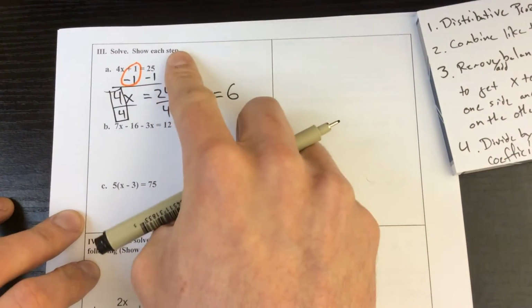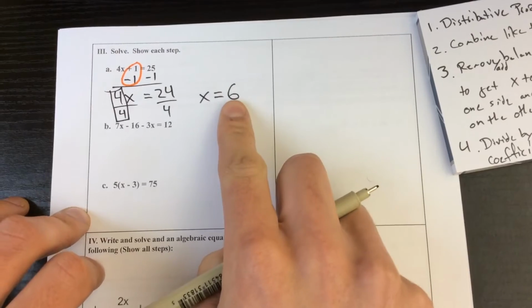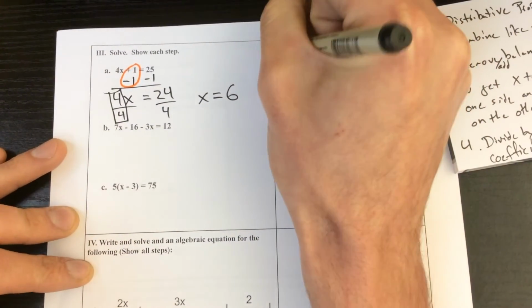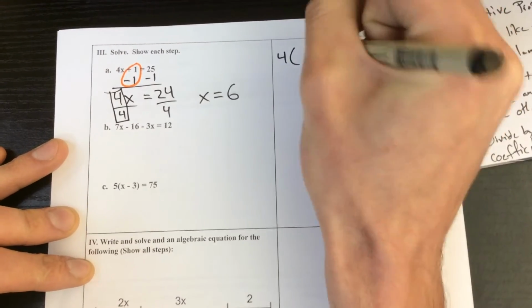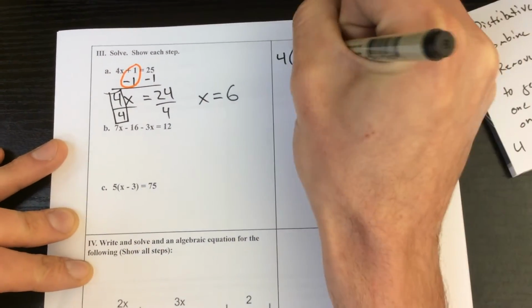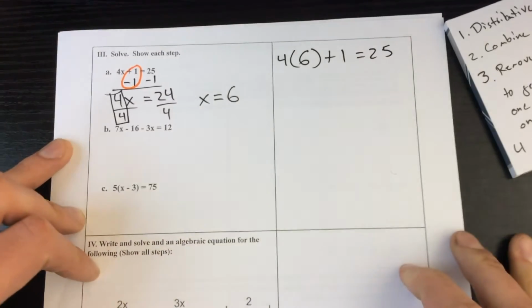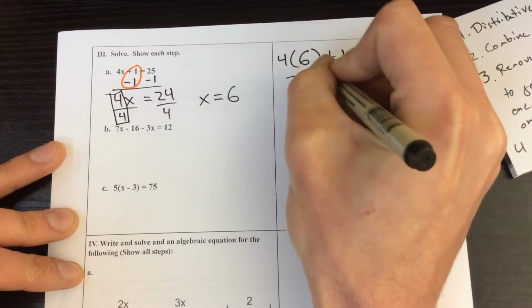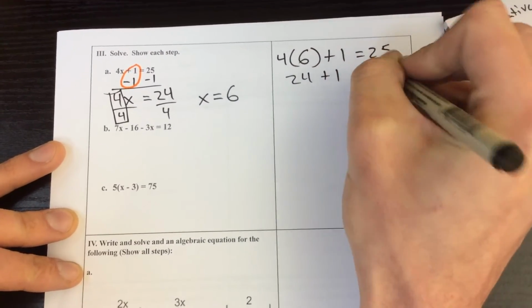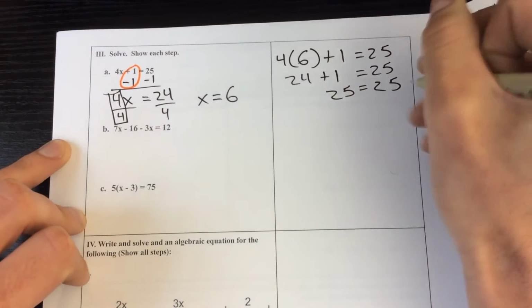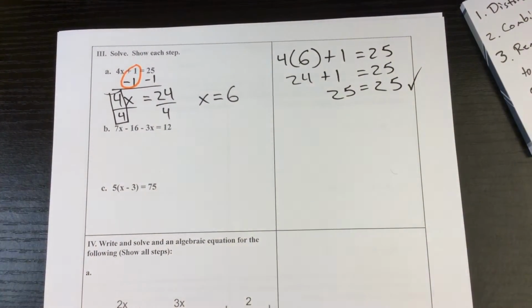Now, not part of the standard, but if I want to check that my answer is correct to make sure I'm going to get this standard right, I'm going to go back to my original expression, and instead of an x, I'm going to write the number that I got, so 6. And I'm going to solve both sides. I'm going to simplify them. So 24 plus 1 equals 25. And if I get something that is true, like 25 equals 25, I know I have the right answer.